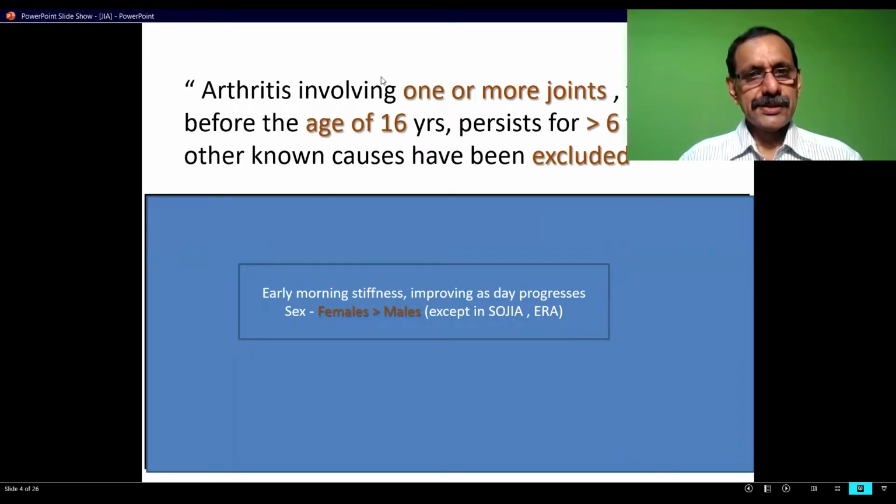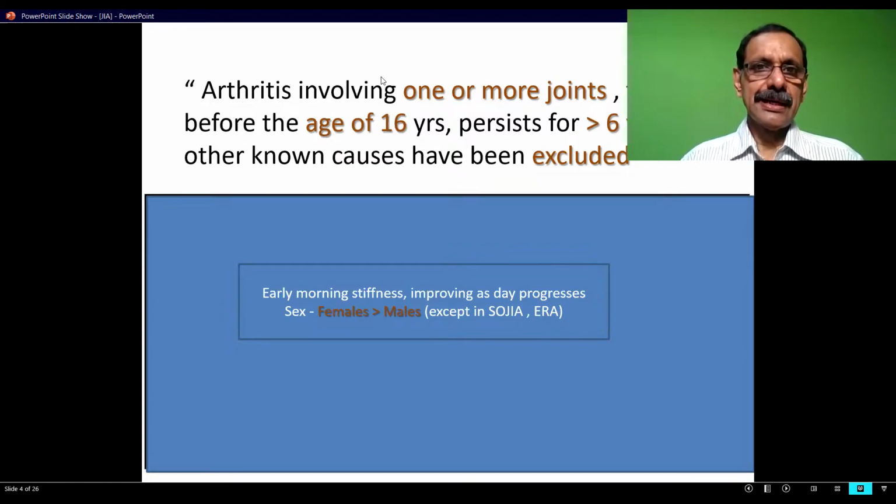So, in short, the definition of JIA would be arthritis involving one or more joints that is occurring before the age of 16 years, and that is why it is called juvenile, and persists for more than 6 weeks without any other known cause. So that is juvenile rheumatoid arthritis. So it should affect one or more joints. This disease must start before 16 years of age to call it a juvenile disease. And the whole process should persist for more than 6 weeks to call it juvenile rheumatoid arthritis.